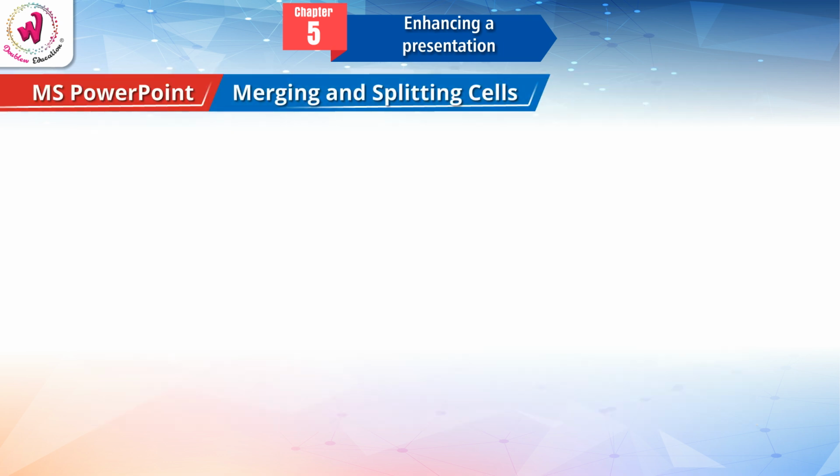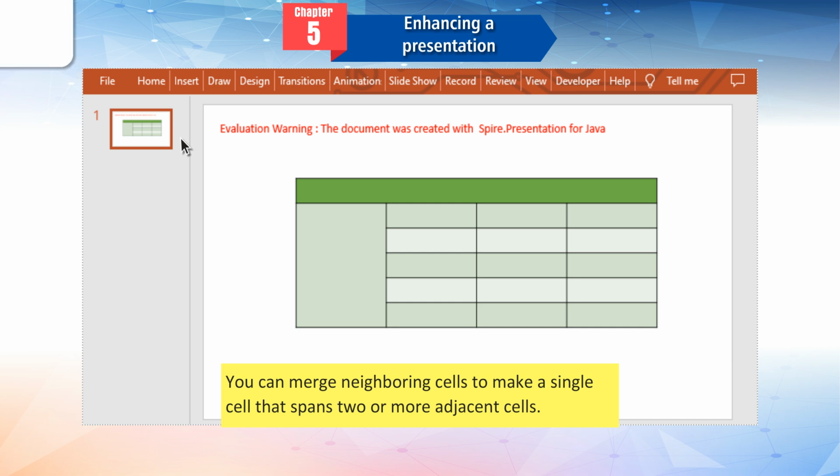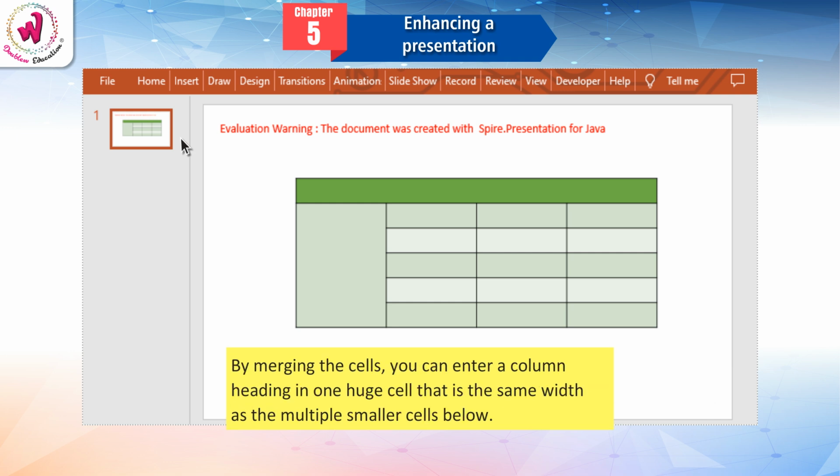Merging and splitting cells. You can merge neighboring cells to make a single cell that spans two or more adjacent cells. By merging the cells, you can enter a column heading in one huge cell that is the same width as the multiple smaller cells below.